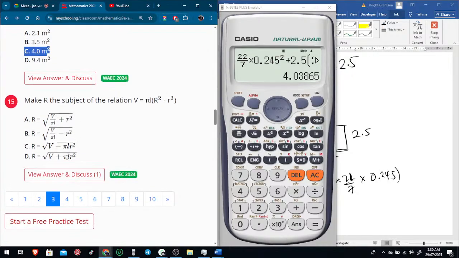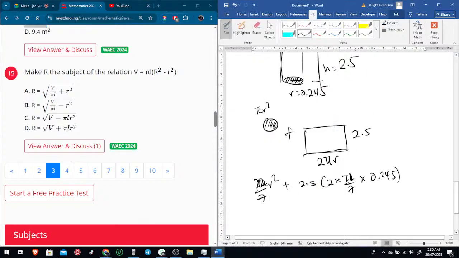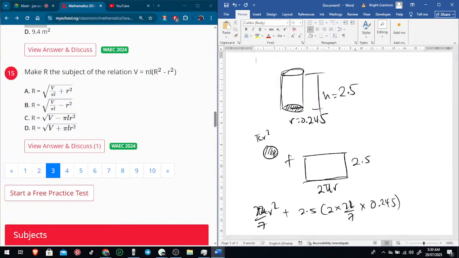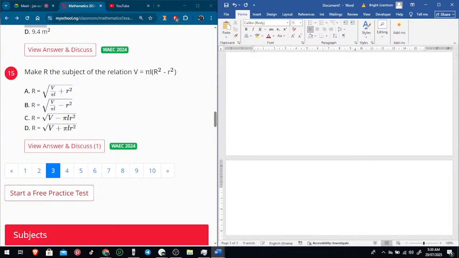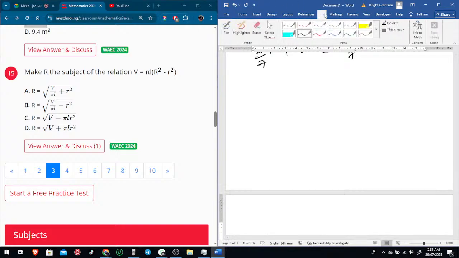Okay, we have this one here. Make R the subject. So this one, change your subject. That one we can't use the calculator. You have to do it manually. So that one we have to do it manually. Now, what are we making the subject here? This: make R the subject.